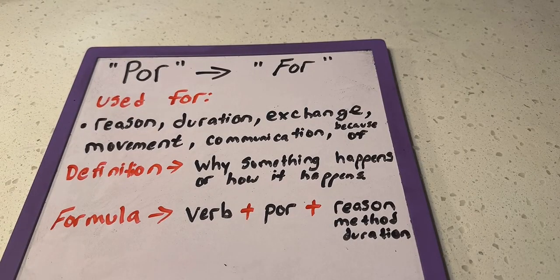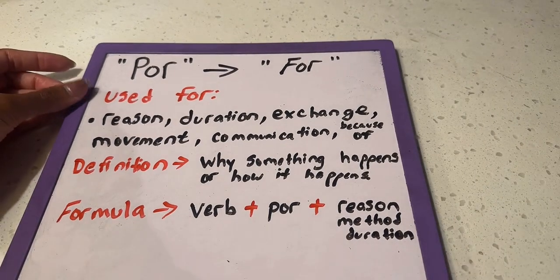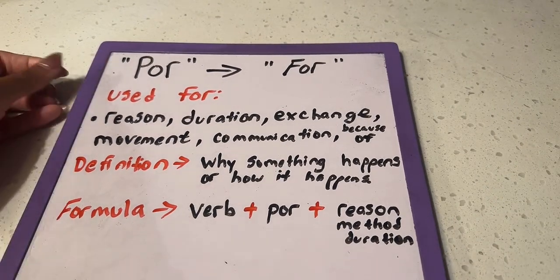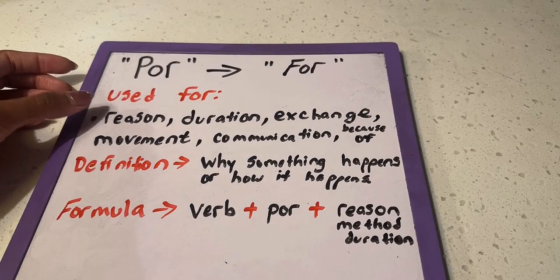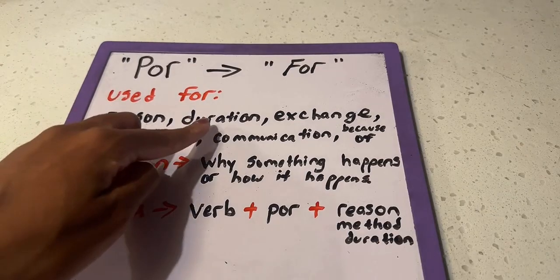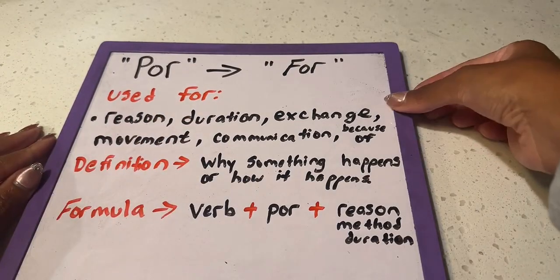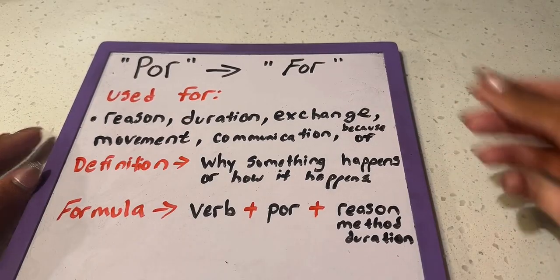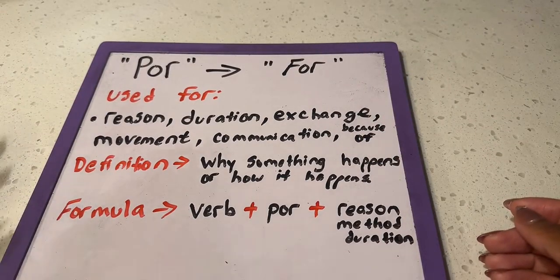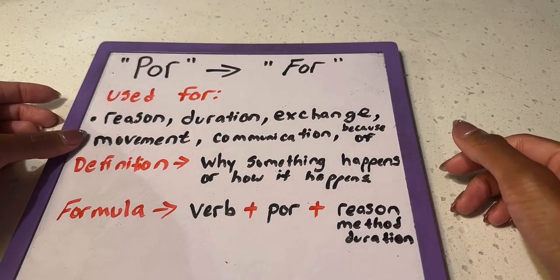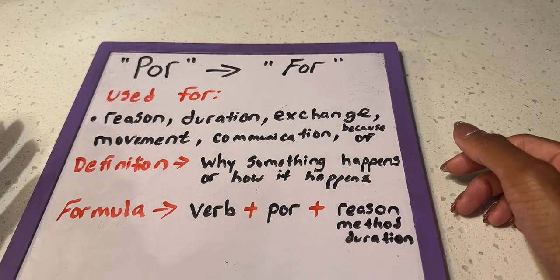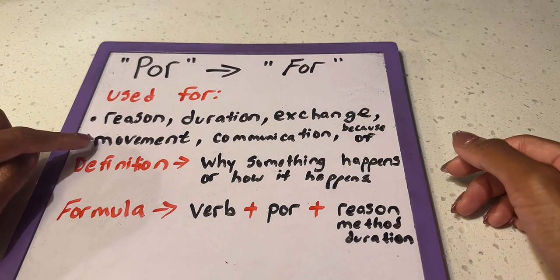Por, we use that in everyday life. It's basically for how long, how you did something, how you traveled, how you communicated. So let's get into it. Por is used to express reason, duration, so how long something lasted, and exchange. Say you're at the store exchanging money: $20 por la camiseta, $20 for the t-shirt. It's also for movement, like how you get somewhere, by bus or by airplane.